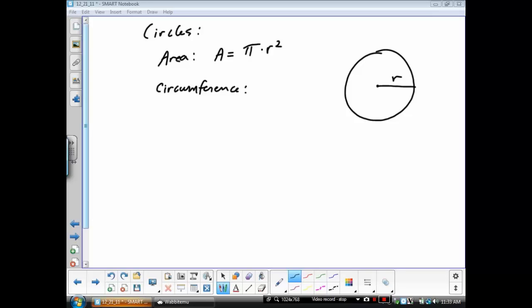The circumference of the circle, you can actually have two different formulas. One of them is 2 times pi times the radius, which is the same thing as 2 radii times pi. Now, if you remember, in a circle, 2 radii is the diameter of the circle. The formula for circumference of a circle can then also be pi times the diameter.